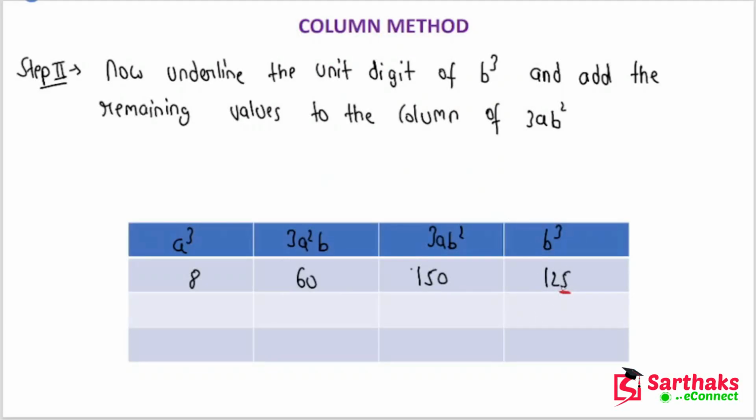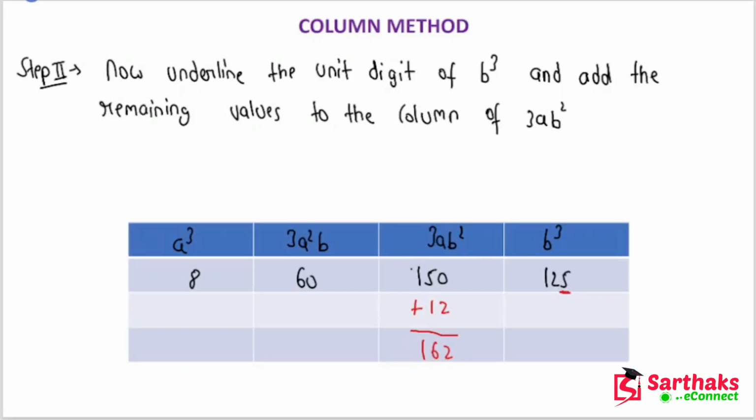Then add the remaining digits, which is 12, to the column of 3ab square, that is the previous column. So we'll add this remaining 12, and what we'll get? We'll get 162. Okay, so this was step 2. So what did step 2 say? That underline the unit digit in b cube and then add the remaining digits in the previous column, that is the column of 3ab square.